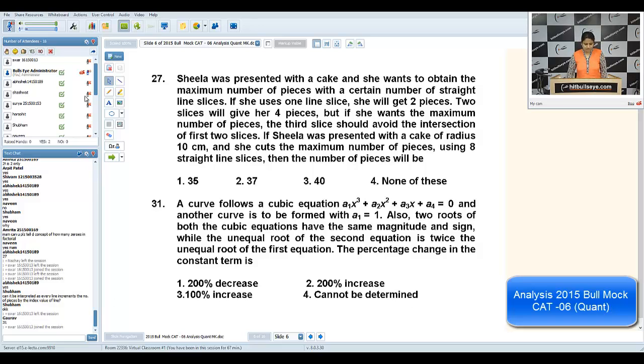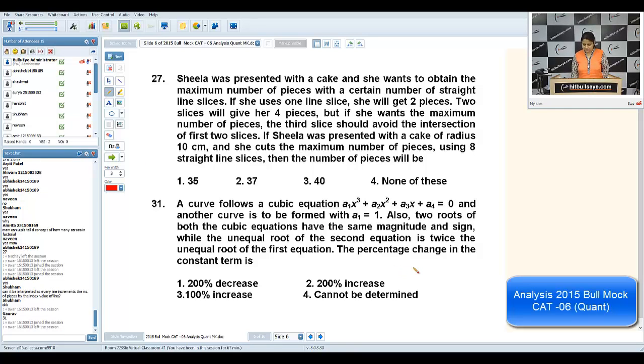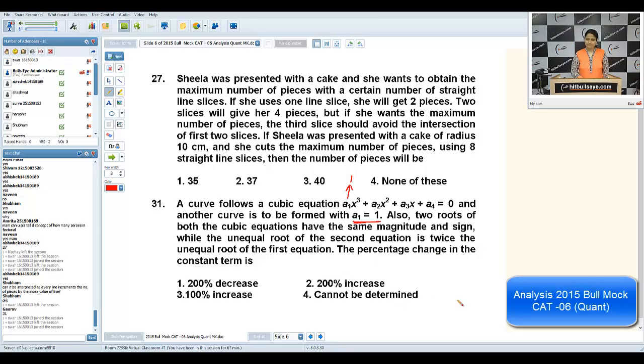A curve follows a cubic equation this, and another curve is to be formed with a1 is equal to 1. We are taking this coefficient as 1 in the second equation. Also, two roots of both the cubic equation have the same magnitude and sign, while the unequal root of the second equation is twice the unequal root of the first equation. I'm going by putting values. Let the roots of the first equation be 1, 1 and 2. Now, the other equation will have roots 1, 1 and 4.